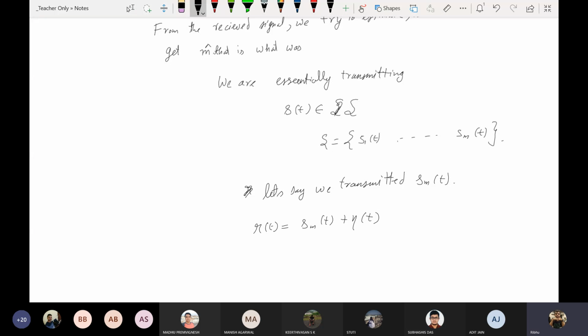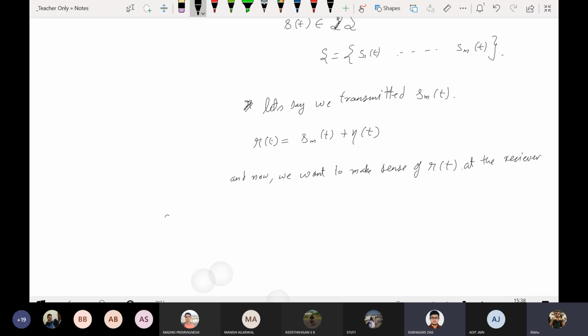Yes, sir. And now we want to make sense of RT at the receiver. Sir, what is meant by sense of RT? It means, suppose I send you a text message, you will read it and try to understand what is written in that text message. You will try to make sense of it. Okay.